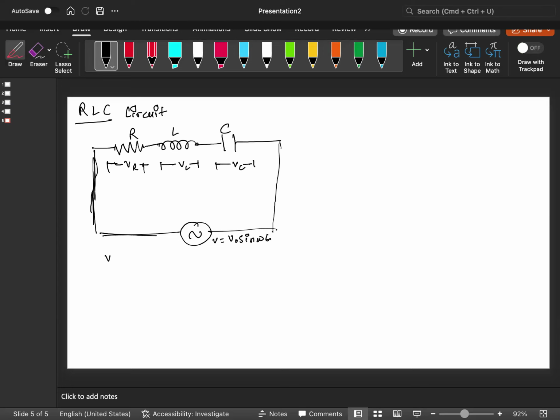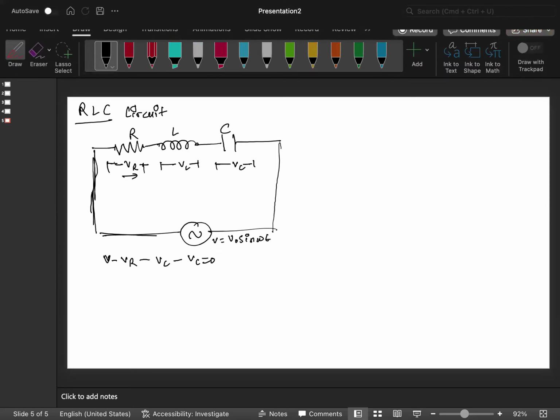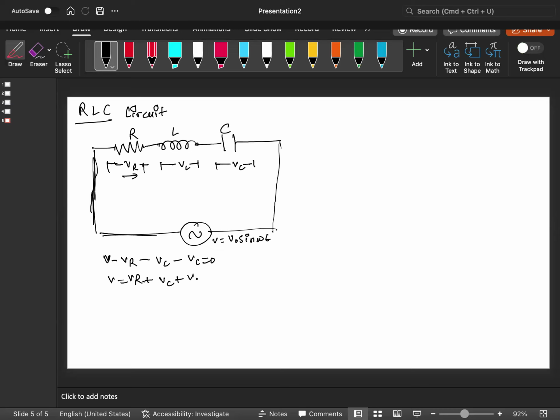If you apply KVL, you are going to get V minus VR minus VL minus VC equals zero. I hope this is clear. So you can say that V is equal to VR plus VC plus VL. This is one thing we have got.